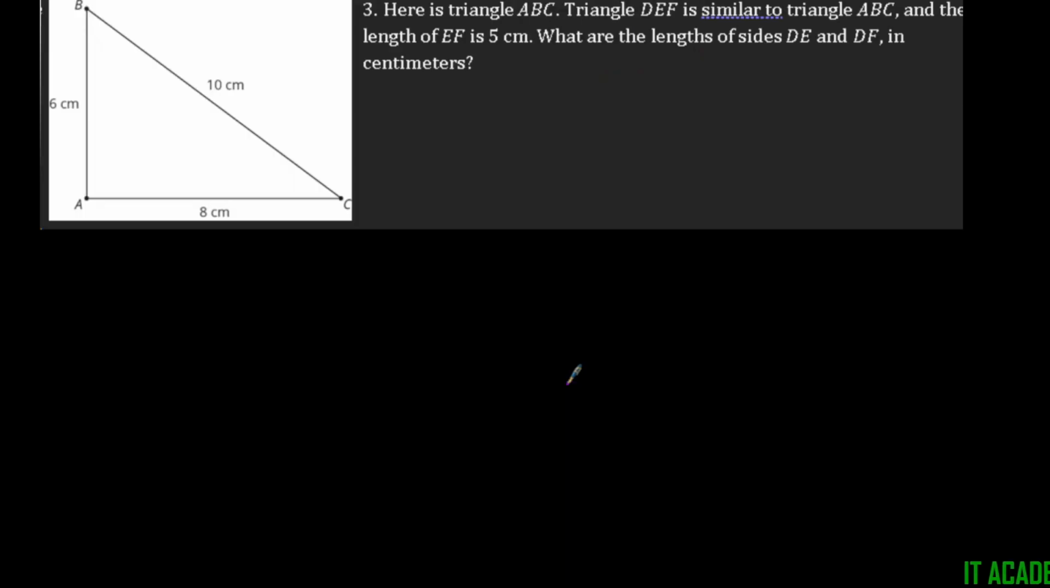Moving on to number 3. A little bit of a review here. It says here is a triangle ABC, and triangle DEF is similar to triangle ABC, and the length of EF is 5 centimeters. What are the lengths of DE and DF in centimeters? So it gives you the original. So let's label this the original.